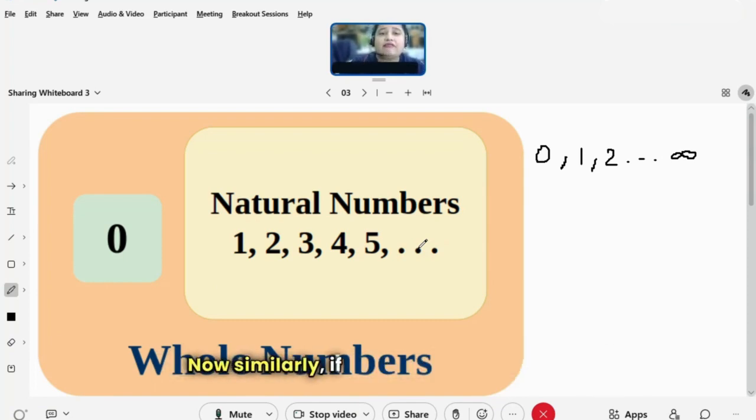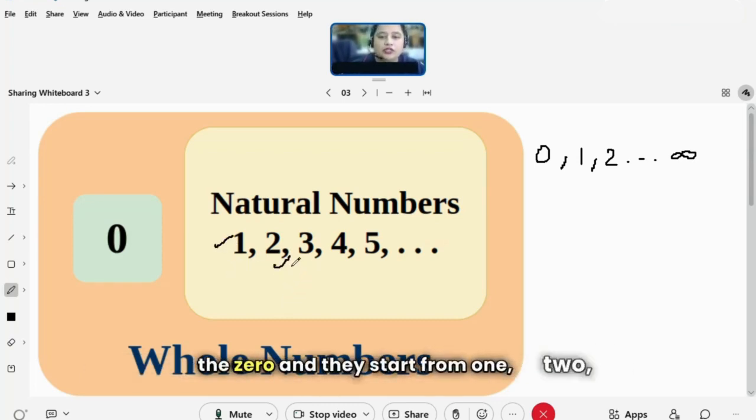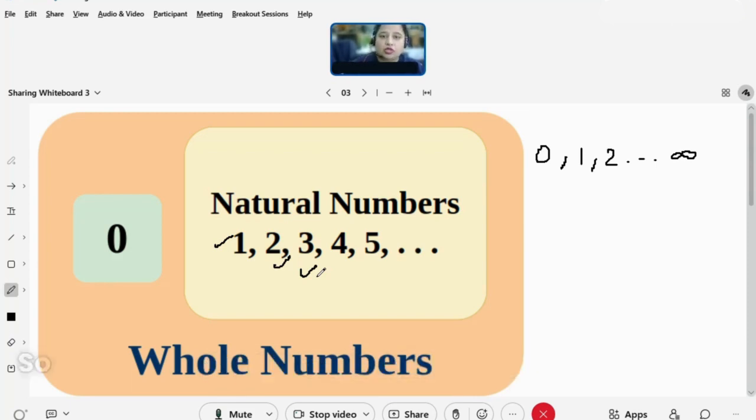Now similarly, natural numbers are the numbers which exclude the 0 and start from 1, 2, 3 and again go all the way to infinity. That means in simple terms we need to understand two things. First, natural numbers start from 1 and whole numbers start from 0. So technically we can say that the natural numbers are a part of the whole numbers, but just because of the 0 they separate it out. Now since we are learning about natural numbers and whole numbers, there is a further category also which I want you to memorize.